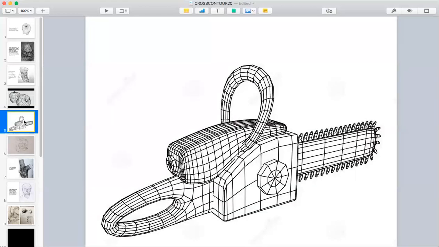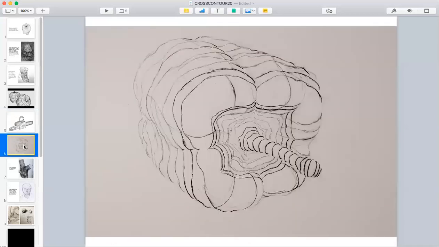And this is literally a wireframe computer sort of rendering of a chainsaw, but it really is very much exactly the same. And in this case, it's a man-made object, so the pieces are symmetrical. Many of them are flat, but it really works the same whether the objects are man-made or whether they're organic. You're describing form.